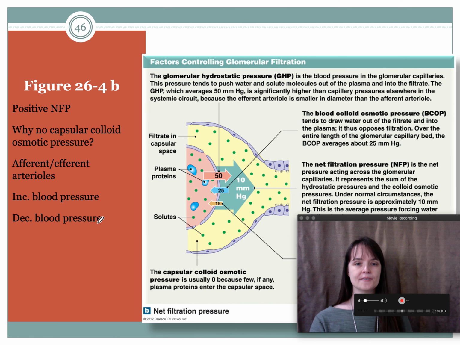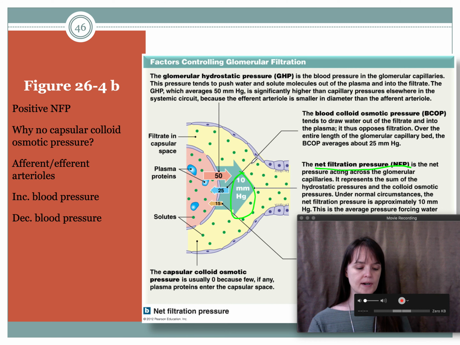Oh, now there's arrows. Excellent. So a positive net filtration pressure means that fluid is forced from the glomerulus, this is the net filtration pressure here, into the capsular space.